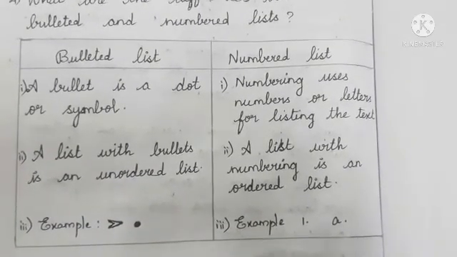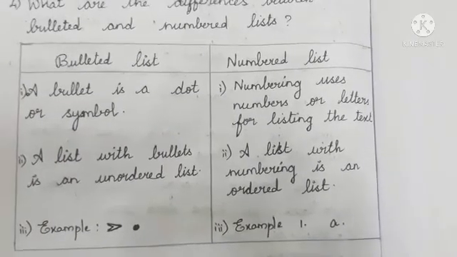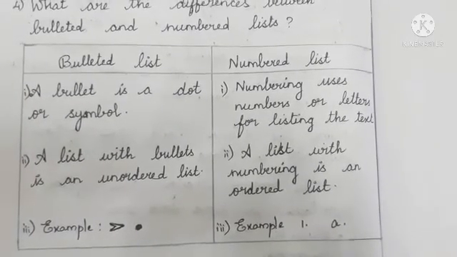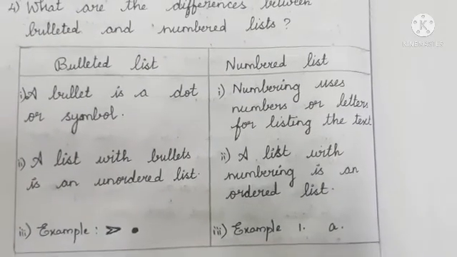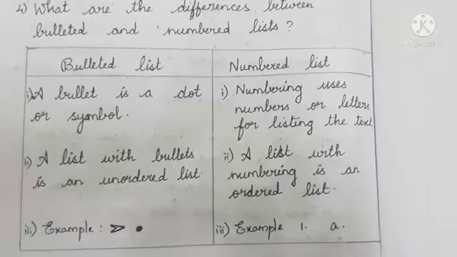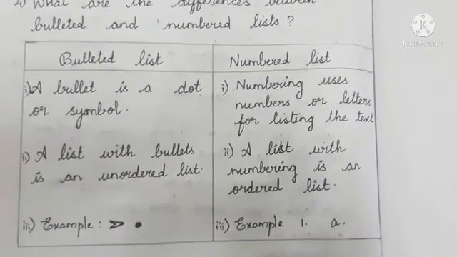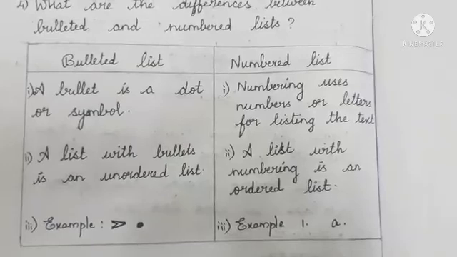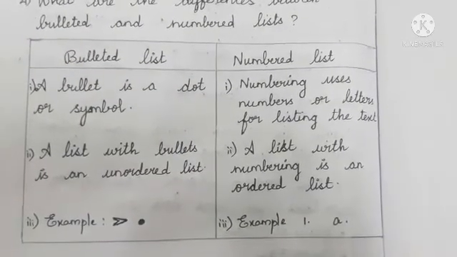Second point, a list with bullets is an unordered list. The list with numbering is an ordered list. Then the third point, examples: for bullets we have the arrow mark and dot, and for numbering we have the examples 1 and A.